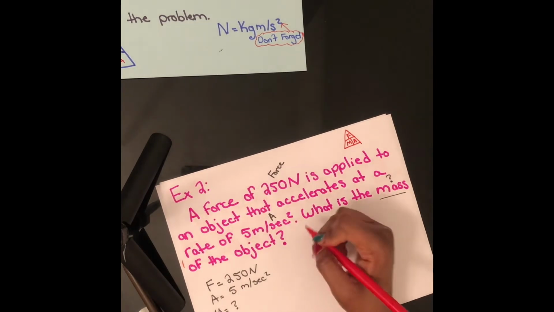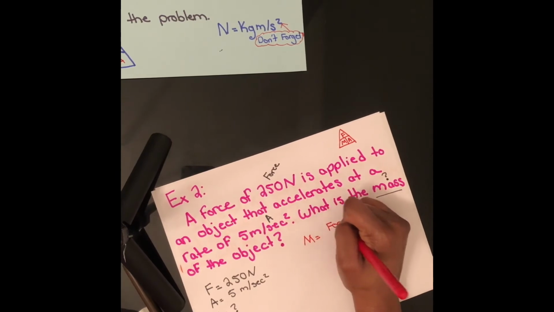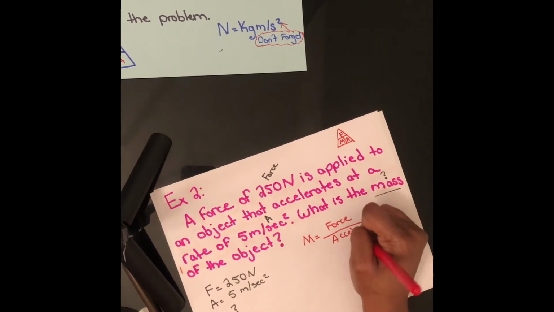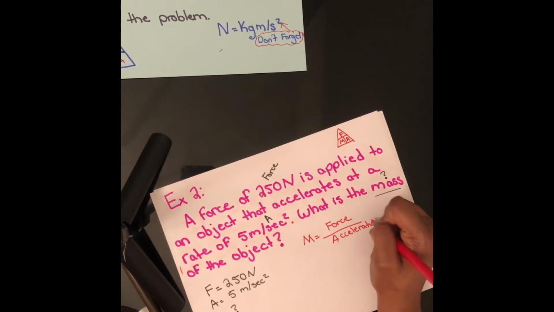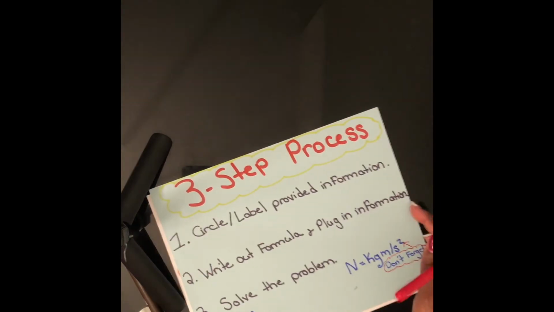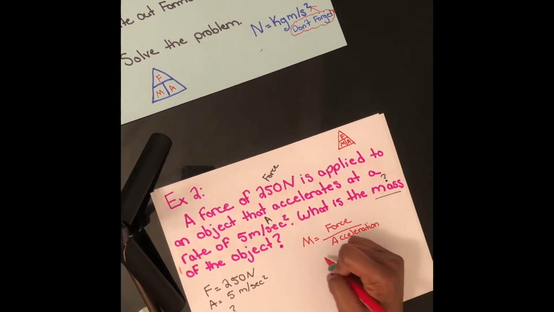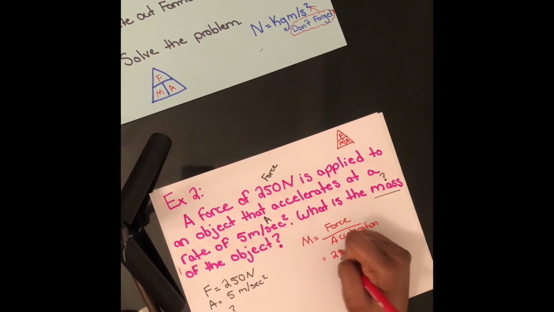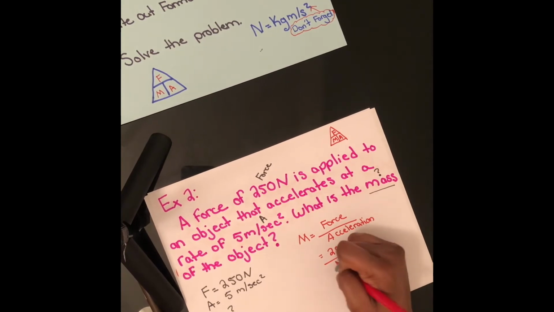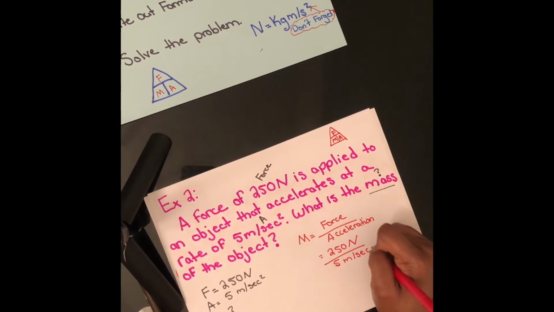So let's write that out. Mass equals force divided by acceleration. According to our formula, we wrote it out. Now let's start plugging it in. So we have force was equal to 250 newtons divided by acceleration, which is 5 meters per second squared.